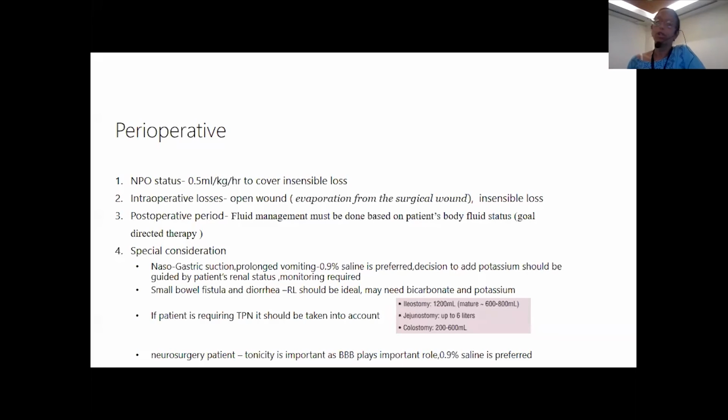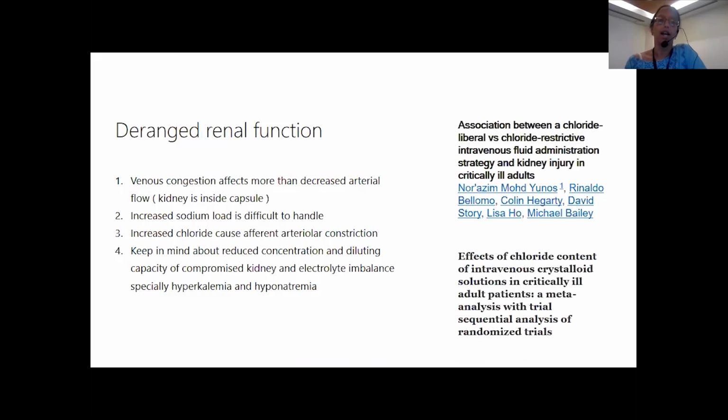Now coming to the neurosurgery patient, tonicity is very important. Why? Because if we give a hypotonic fluid to the neurosurgery patient, it will cause cerebral edema. So here our choice will be 0.9% saline. We can even use 3% if there is an increase in ICT.